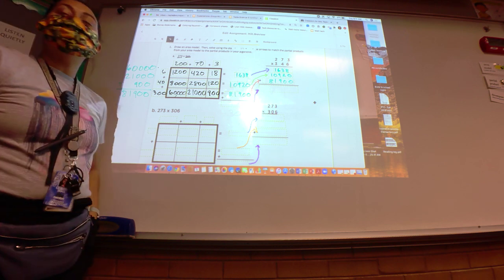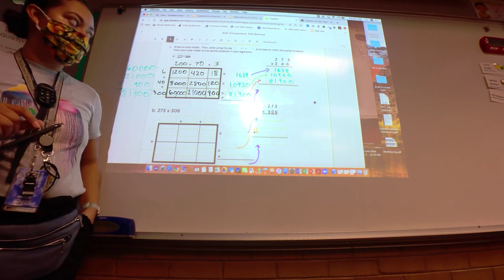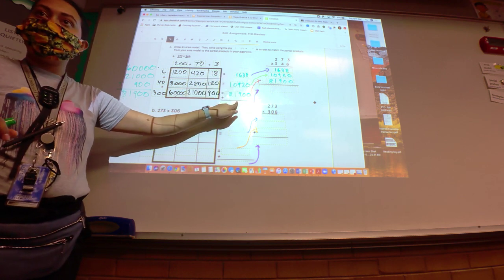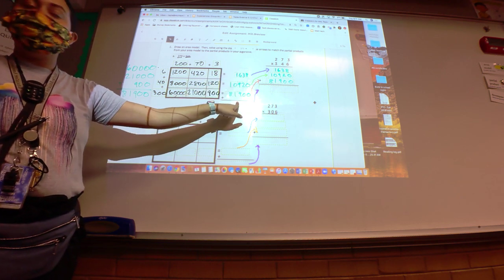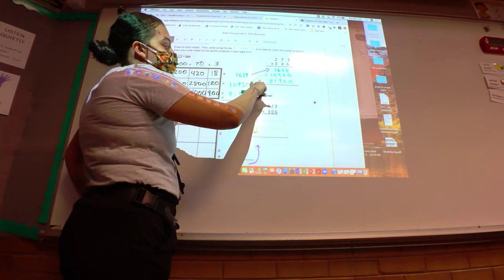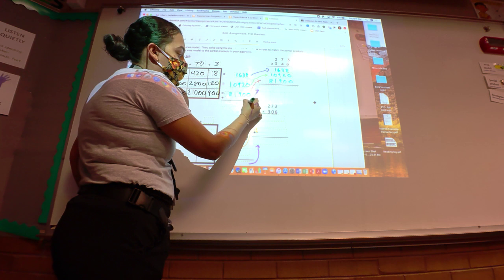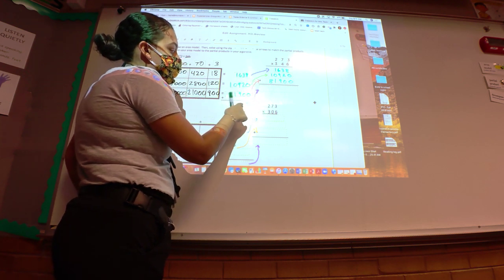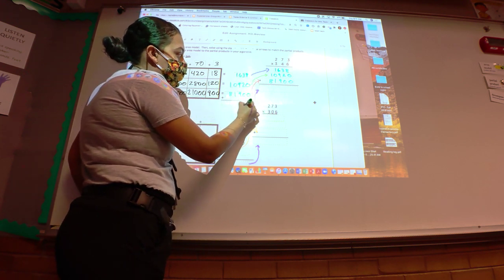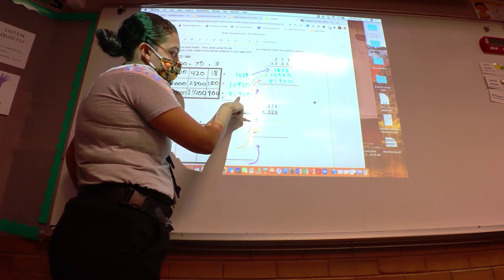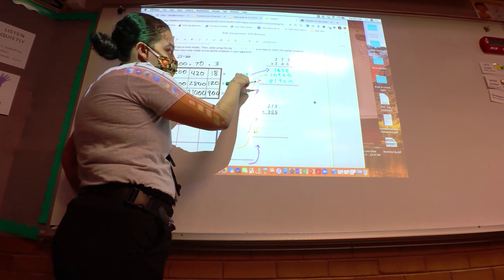Okay, now our last step to solving our problem is adding together these three partial products. Ready? So 8 plus 0 plus 0, 8. 3 plus 2 plus 0, 5. 6 plus 9 plus 9, 24.